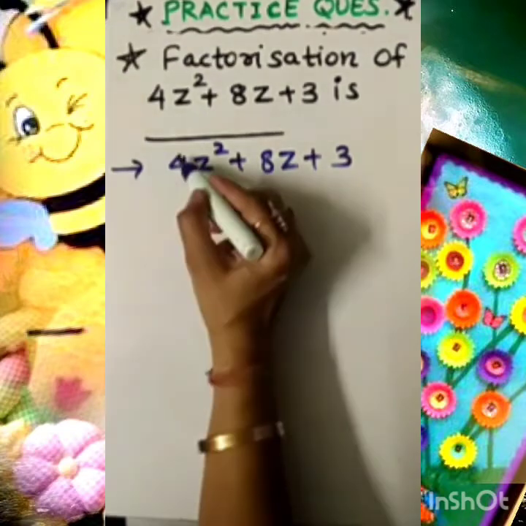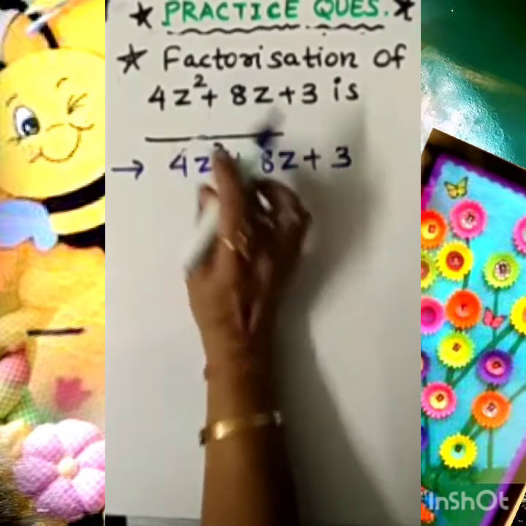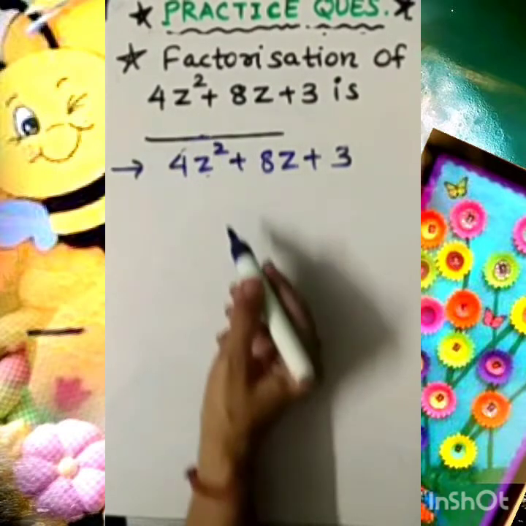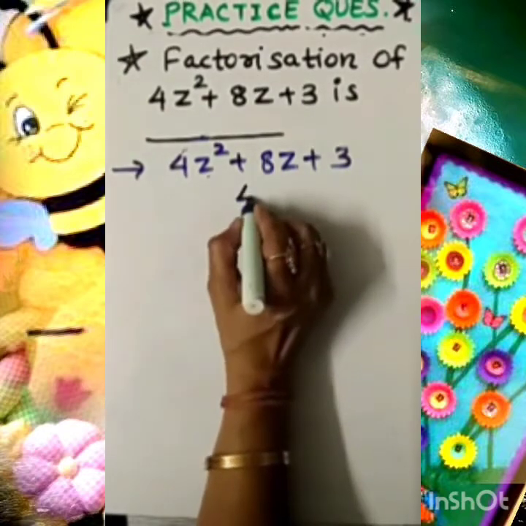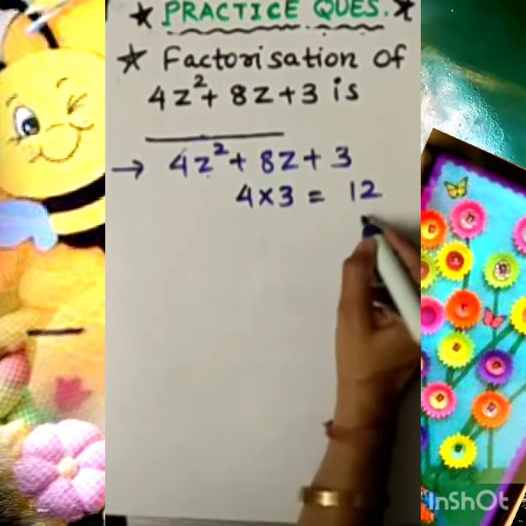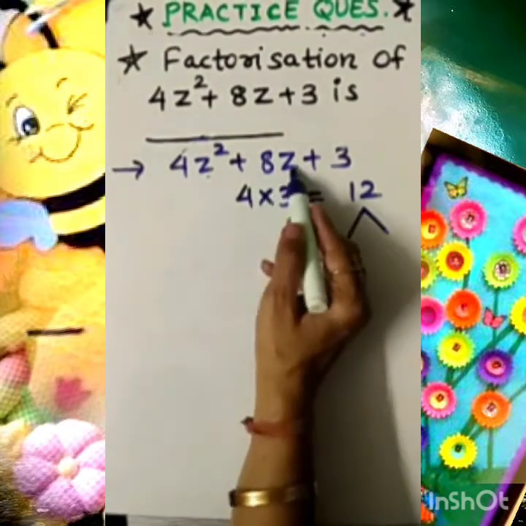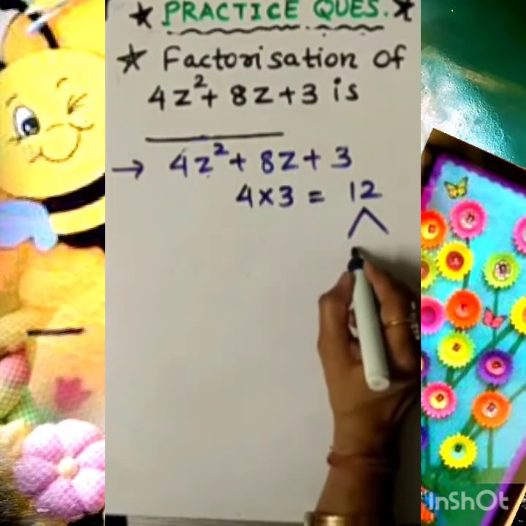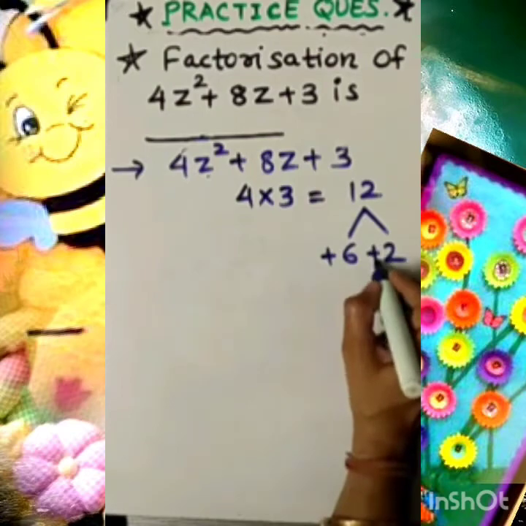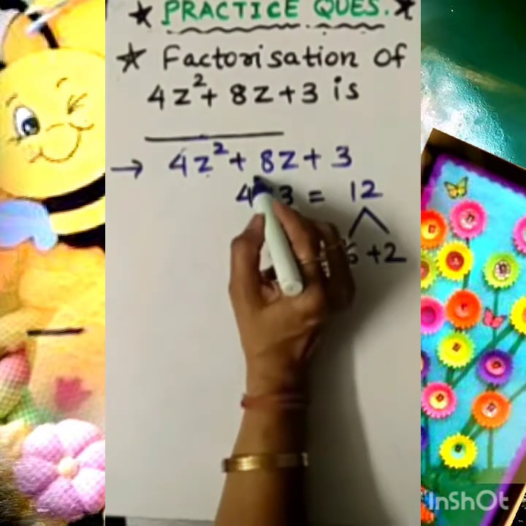Middle term splitting method: for that, we need to multiply the last term and the first term, that is, the coefficient of x square and this constant term. So simply, it is 4 into 3. 4 threes are 12. We want factors of 12 such that the sum should be 8. We know it has two factors, 6 and 2, whose product is 12. And plus 6 plus 2 will give the result plus 8.